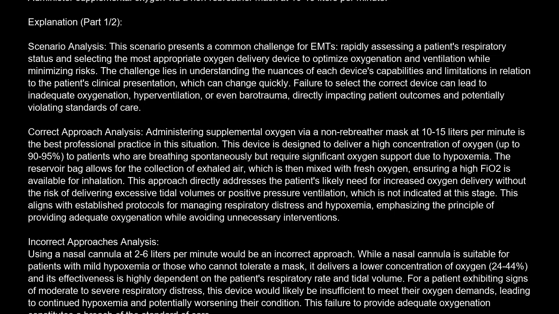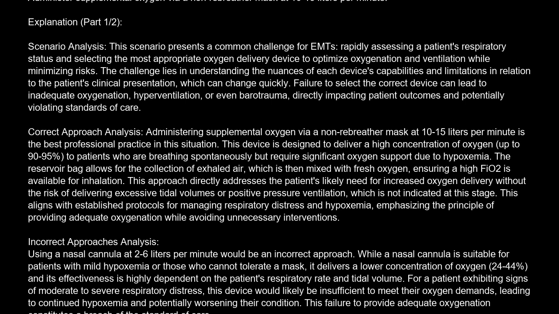The correct answer is D. Administer supplemental oxygen via a non-rebreather mask at 10-15 liters per minute. Explanation. Scenario analysis. This scenario presents a common challenge for EMTs, rapidly assessing a patient's respiratory status and selecting the most appropriate oxygen delivery device to optimize oxygenation and ventilation while minimizing risks.